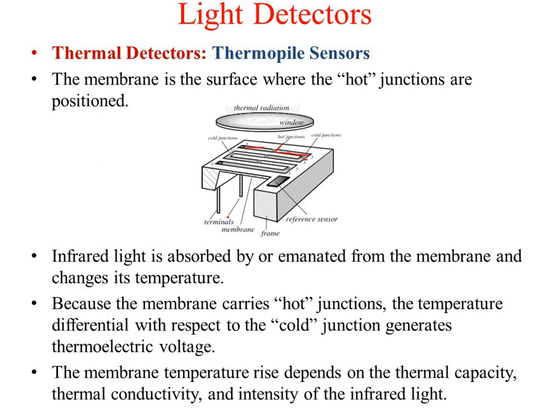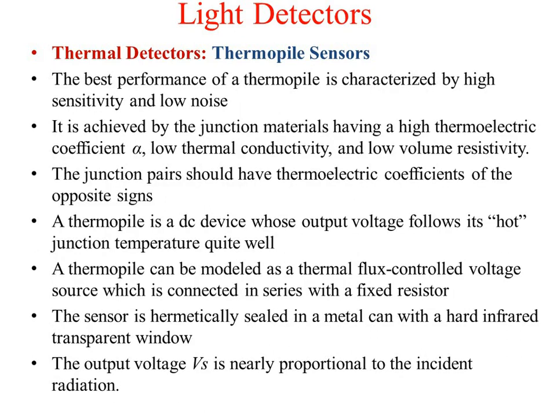That change in thermal activity is proportional to the change in thermal radiation. Infrared light is absorbed by the membrane and changes its temperature. The membrane carries the two types of junctions, hot and cold. The membrane temperature rise depends upon the thermal capacity, the thermal conductivity, and the intensity of the infrared light. Thermopile sensors are characterized by high sensitivity and low noise.